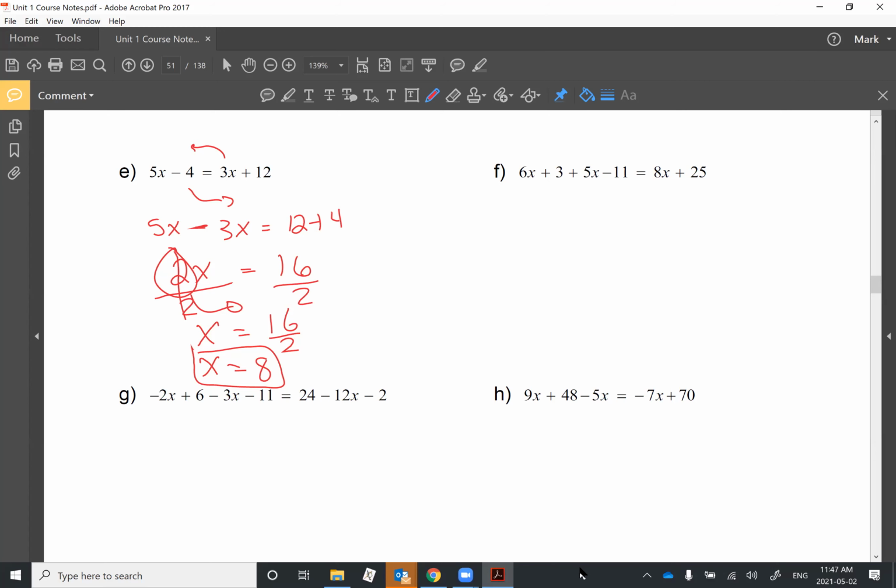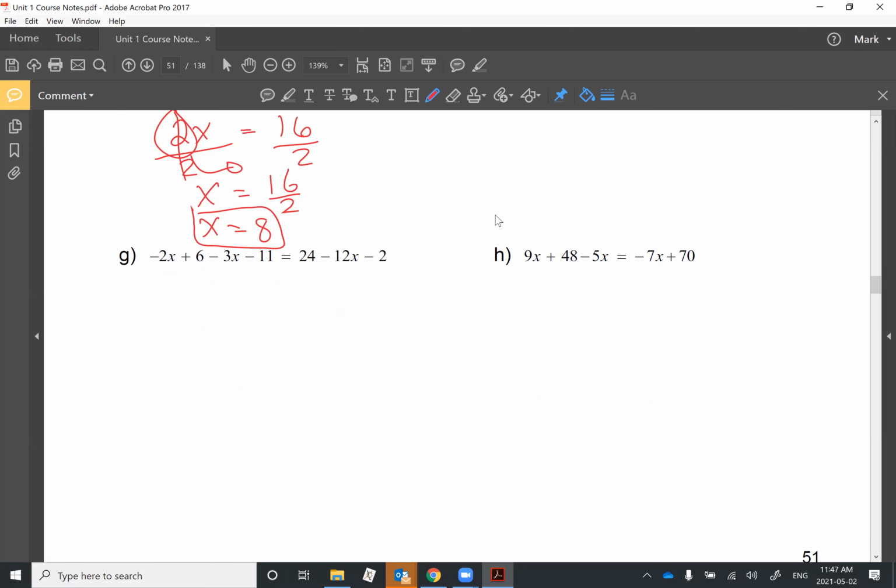All right, let's look at G. Now, G is a little bit more intense because there's a lot of numbers going on there. I want to move the x over, and I want to move the 6 and the 11 over. So I would get negative 2x minus 3x. I don't change anything there. Then I would get plus 12x equals 24 minus 2 minus 6 plus 11. You'll notice that the 6 and the 11 have changed. We have a minus and a plus.